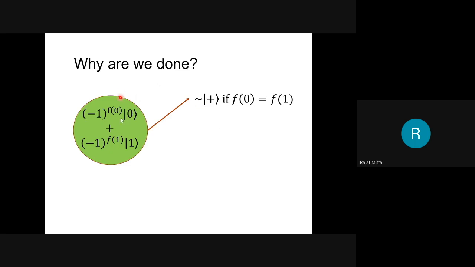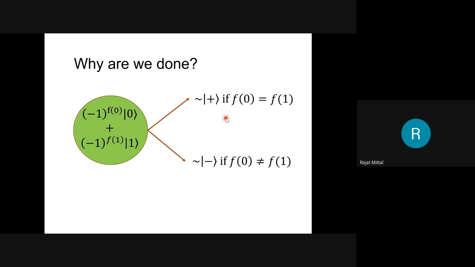If F0 is not equal to F1, then it is a minus state. Yes. This state is the plus state if F0 is equal to F1, and this is a minus state if F0 is not equal to F1. So now can you think of how I finish it? How do I figure out whether F0 is equal to F1 or not?